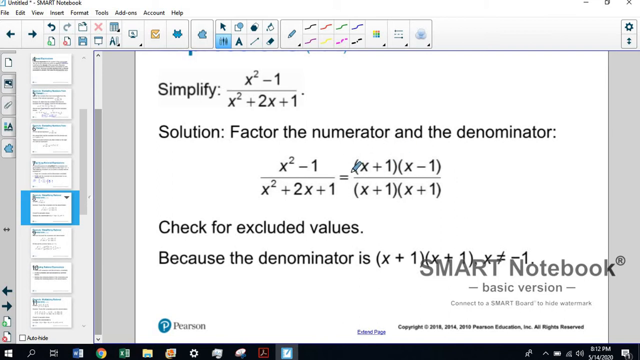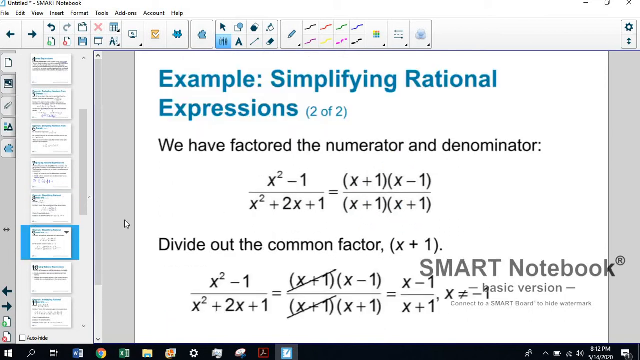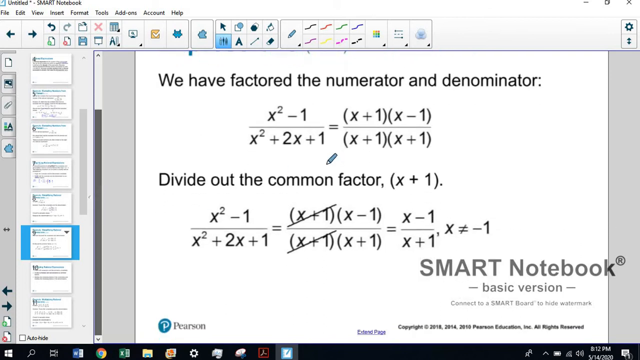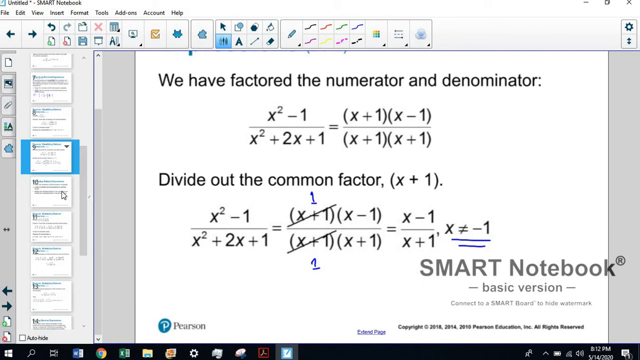And then now what we're going to do is we're going to say this x plus 1, they don't cancel. Okay, they divide away. And when they divide away, that leaves us with a 1 in both of those places. And so we're left with x minus 1 over x plus 1. And of course, x is not allowed to be negative 1 because that's when the bottom would have been 0. So you have to leave that out also. Okay, that's how we simplify our fractions.